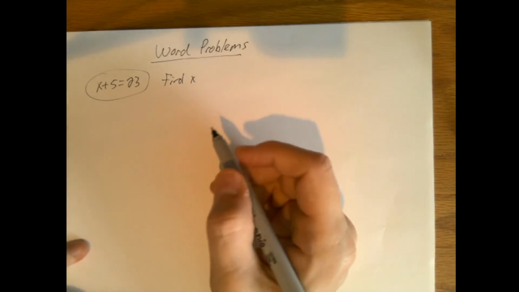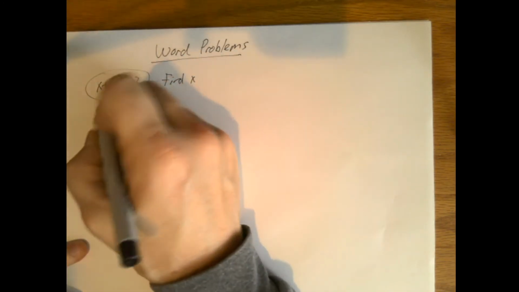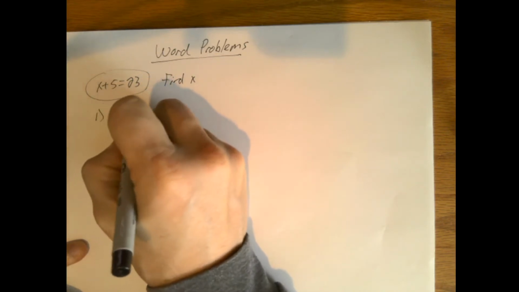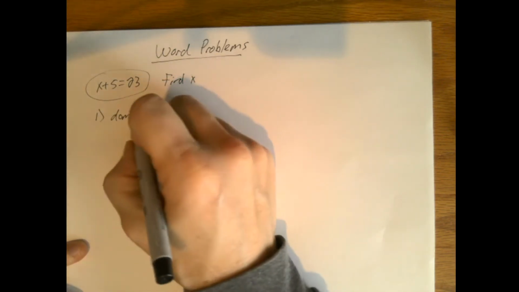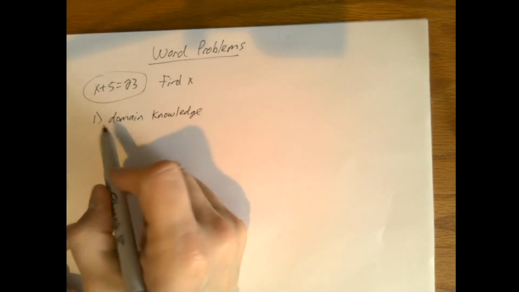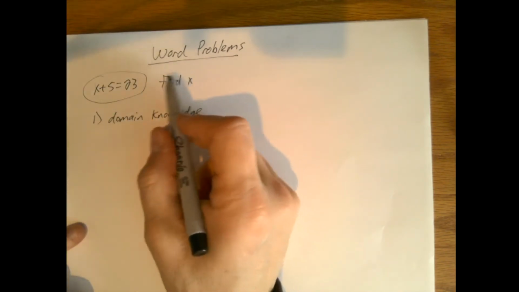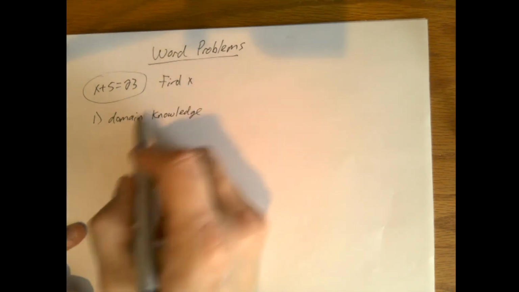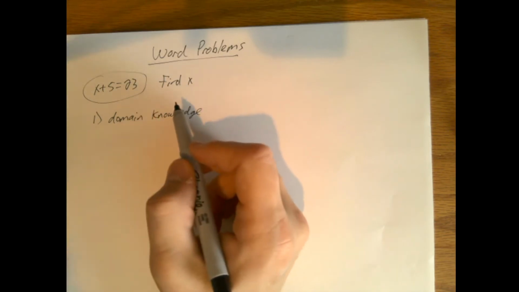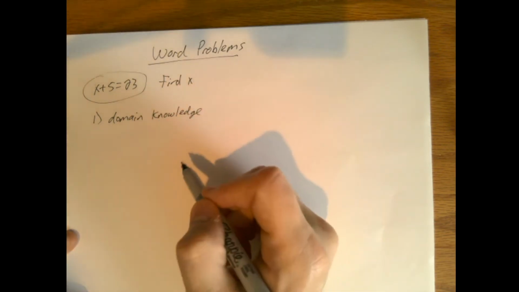All right. Let's start with the thing that you may or may not like. And that is, in most cases, you need to have some type of domain knowledge. What does that mean? Well, you have to know something about what the word problem is describing. That is, if it's a problem that's about physics, then you may have to know the relevant equations in physics.